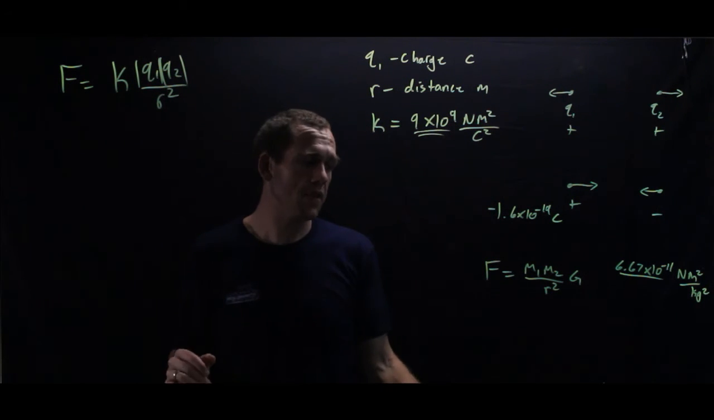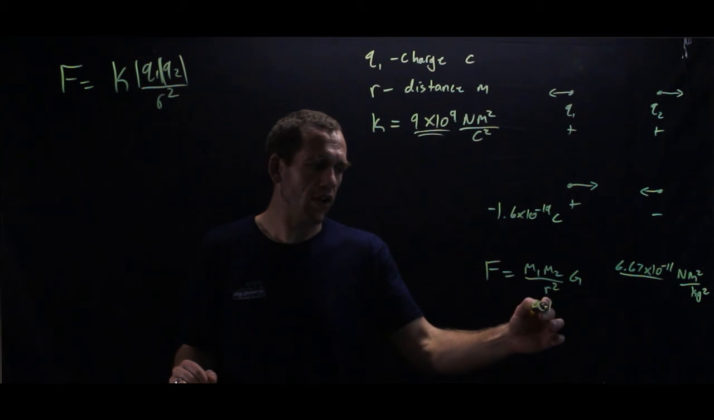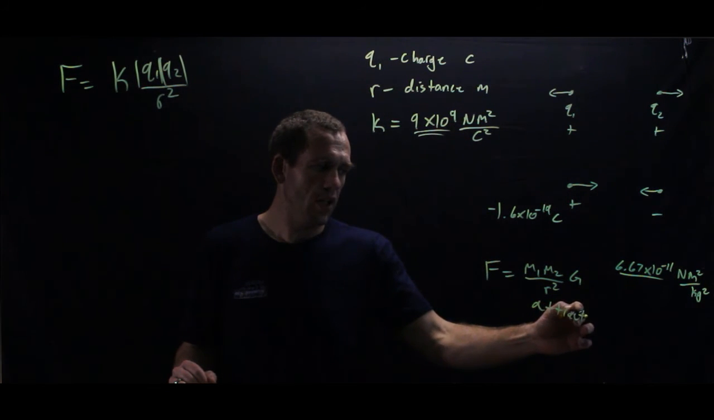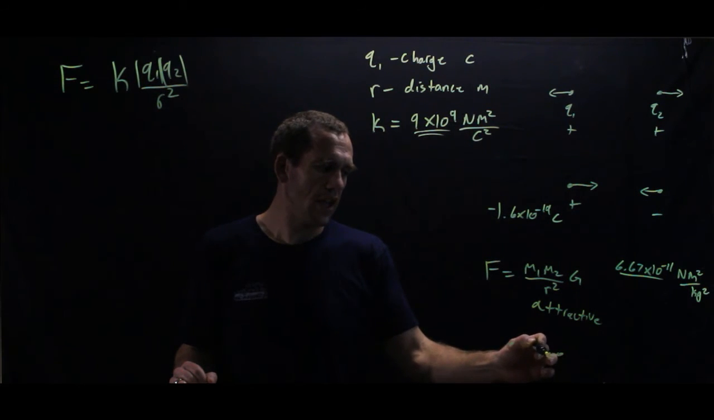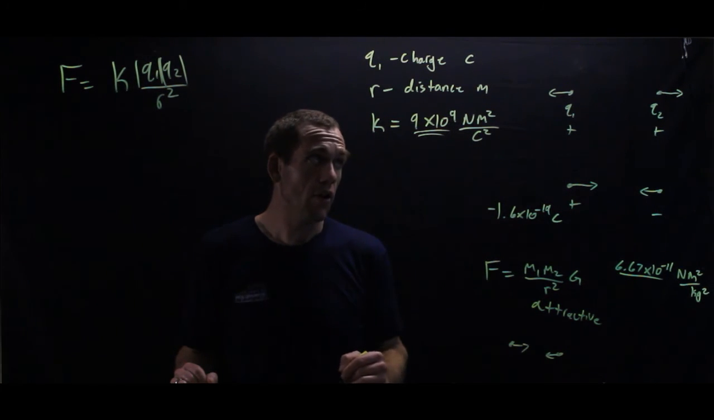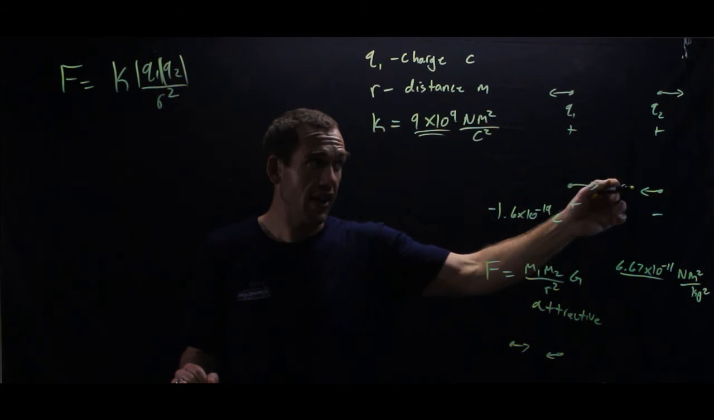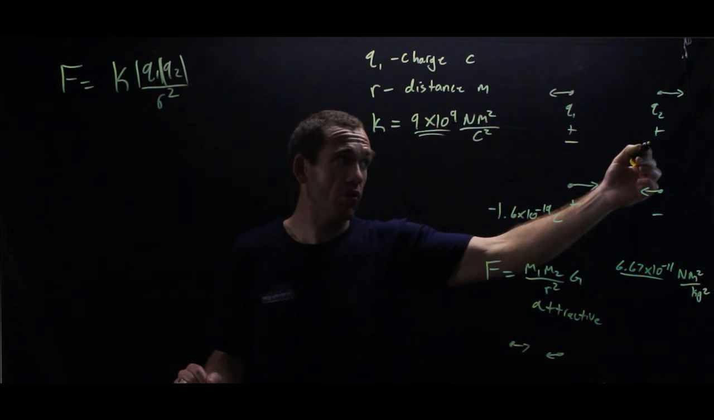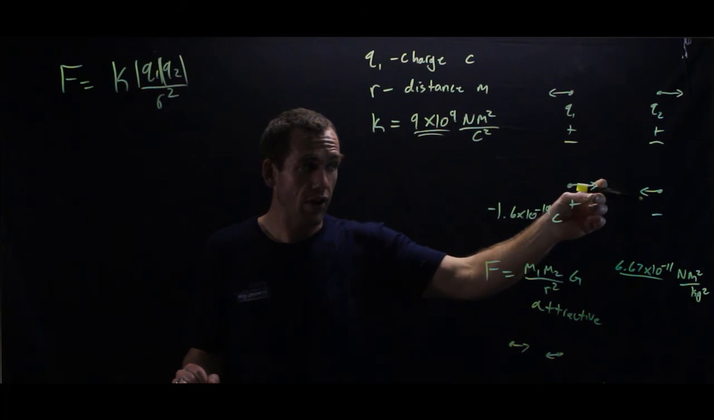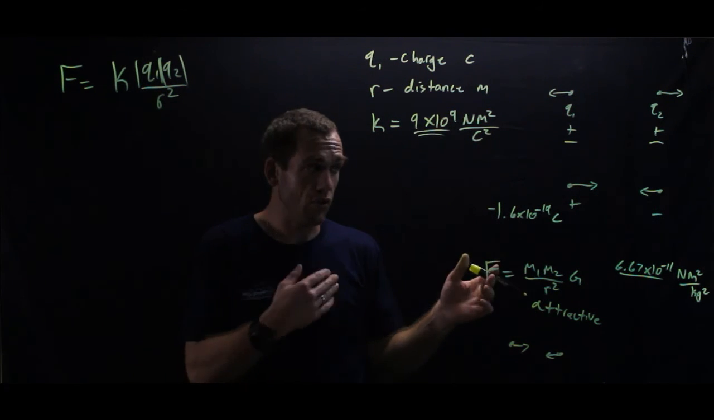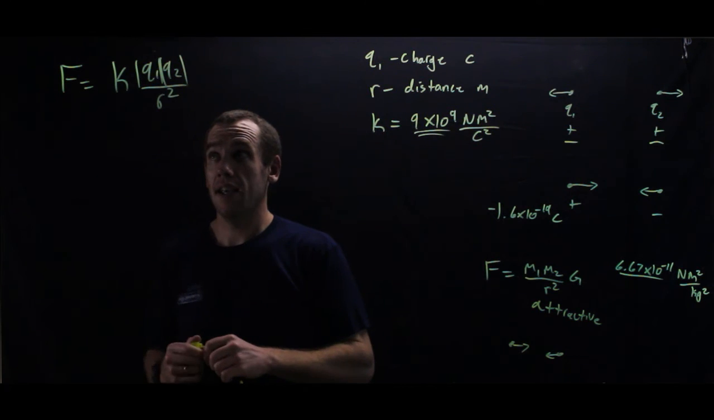The other major difference between these: gravity is only attractive. Masses only want to pull together. So we know if we have two masses, the gravitational force is going to pull them together. But with charge, it depends on their sign. If we have like charges, if we had plus plus or minus minus, they would repel. If we had plus minus, then they're going to attract towards each other. So you do have to pay attention to that.